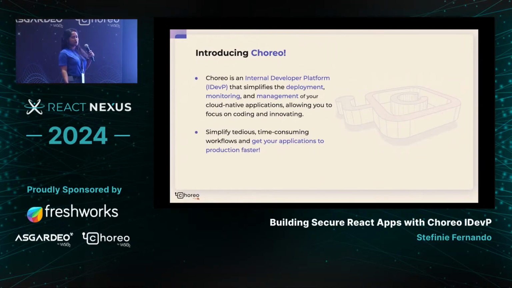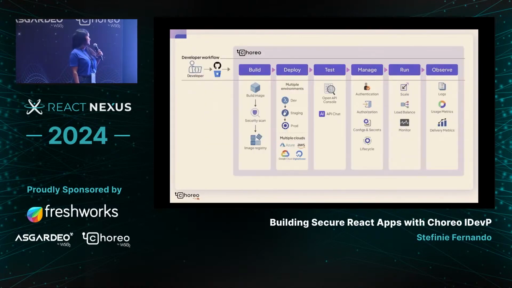That is where Choreo comes in. Choreo is an internal developer platform that simplifies the deployment, monitoring, and management of your cloud-native applications, allowing you to focus on what is more important, which is coding and innovating. With Choreo, you can simplify tedious and time-consuming workflows and get your applications to production faster.